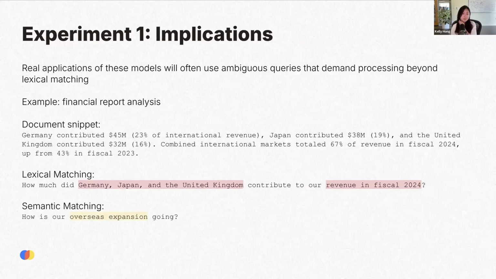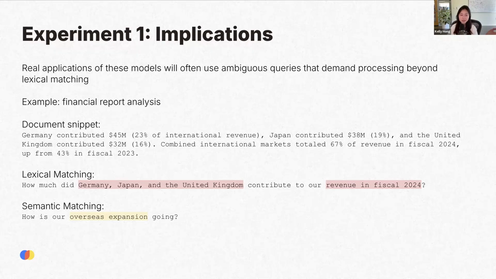And this has some pretty important implications for anyone building applications with these models and using a lot of these long context tasks, because it's more common that you'll be working with ambiguous queries that demand more processing beyond simple lexical matches.